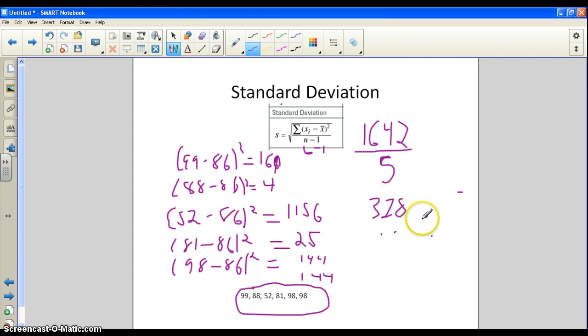328.4. And divide, and I'm going to square root this. Sorry, guys. 328.4. And we get 18.12. So 18.12 is our standard deviation.